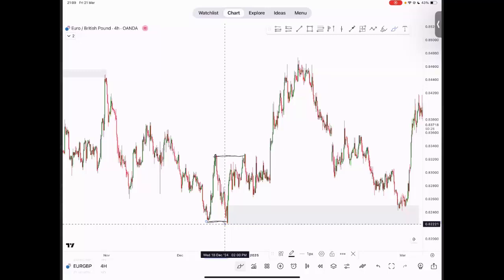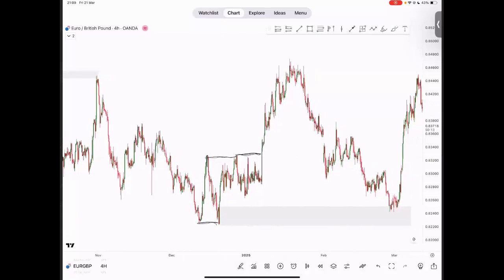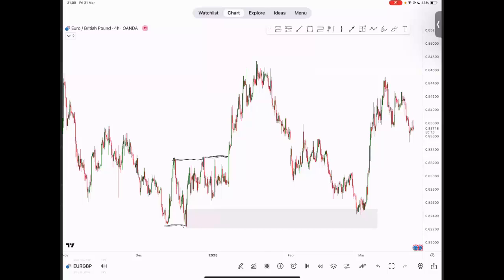After that change of character was created, price went ahead to put in a new break of structure, which means it has confirmed the new trend. For those of you that were in the class on market structure, I don't think this should be an issue to understand. It means we have now established that we are bullish.